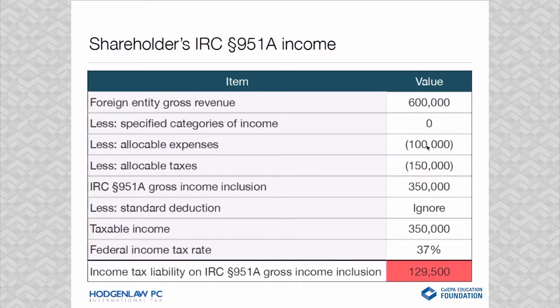Now, for this easy and hyper simple model, because I didn't want to make my Excel model too complicated, I'm ignoring the standard deduction. So taxable income equals gross income. And I'm applying the highest marginal tax rate of 37% to this income, which yields an income tax liability of $129,500.